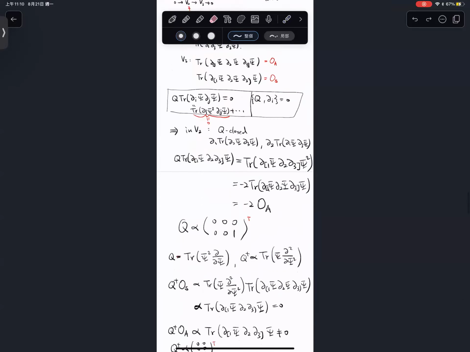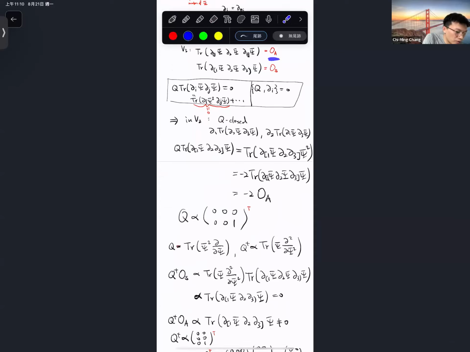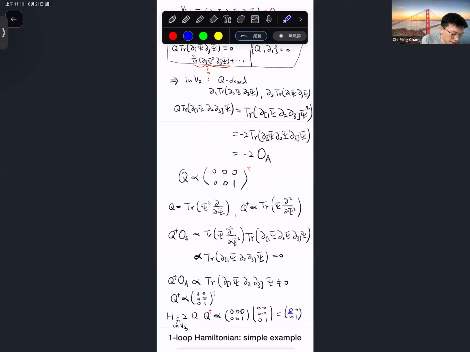But OA is only annihilated by Q, but not Q dagger. So Q dagger acting on OA is non-zero. I see. Right. So that's why I get a BPS operator and a non-BPS operator.